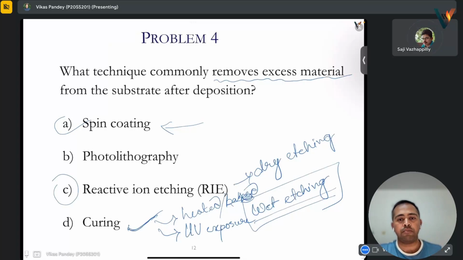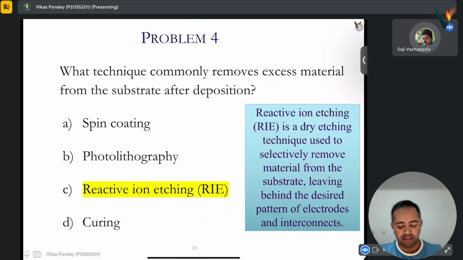Yes, you are trying to say something? No, no, sir. I just switched on, but I said reactive ion etching.